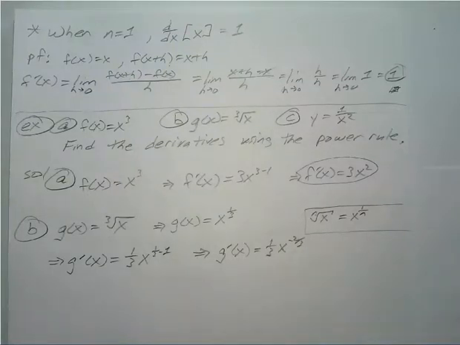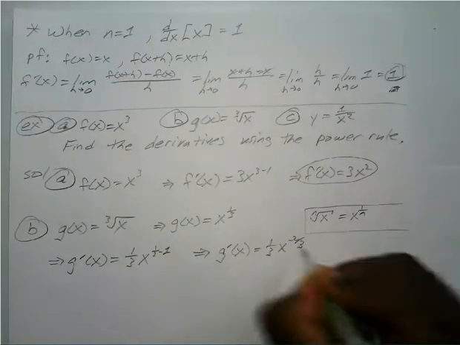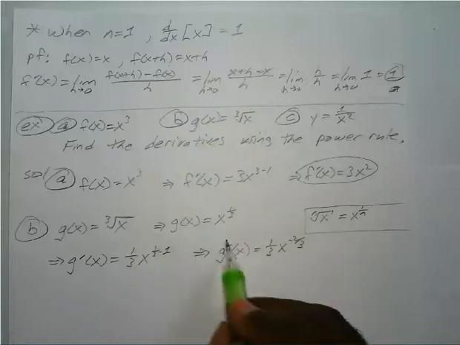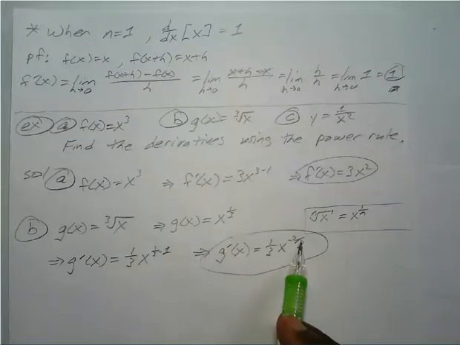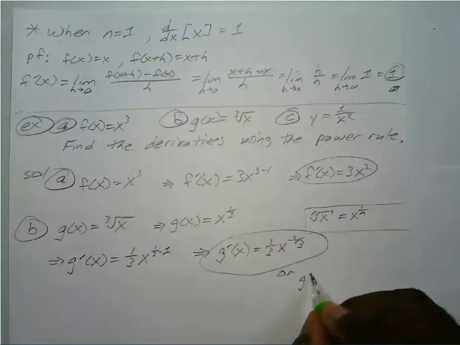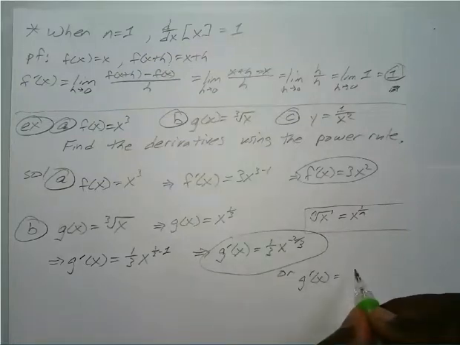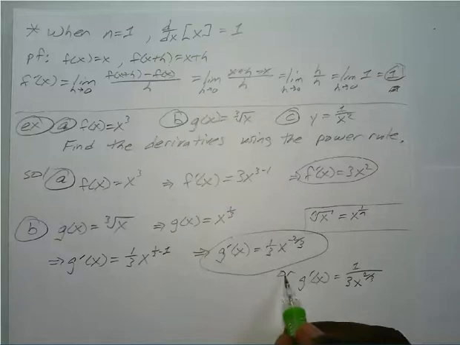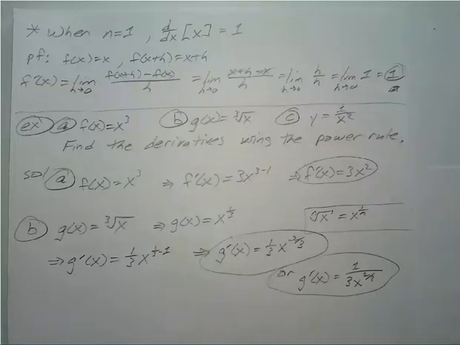Let me clean up that 3. A little bit messy there. There we go. So you can write it this way, or because you have that negative exponent, you can write it g prime of x equals 1 over 3 x to the 2/3 power. So either one of these will be correct.